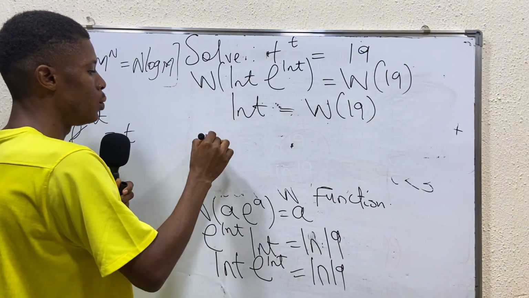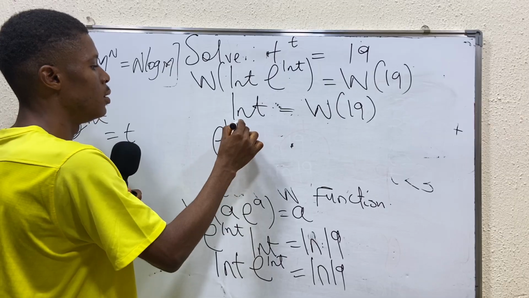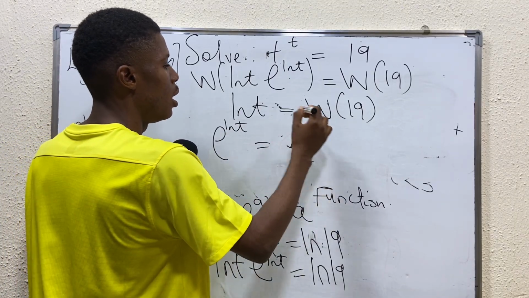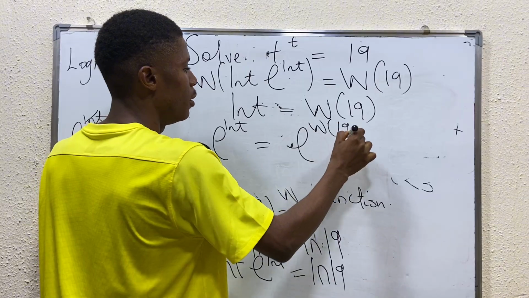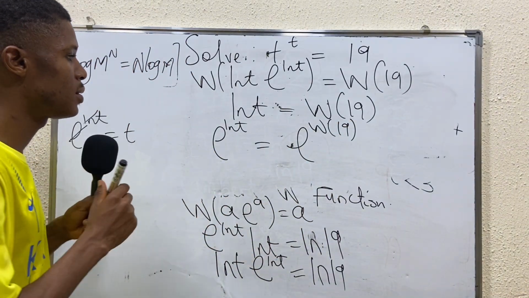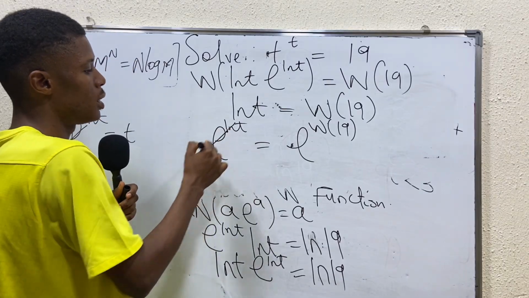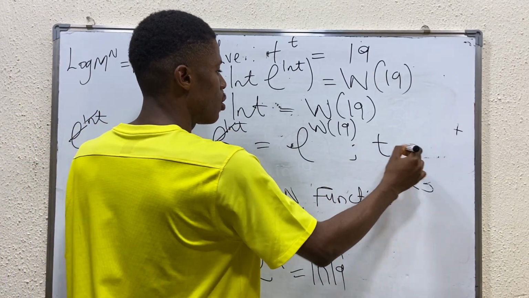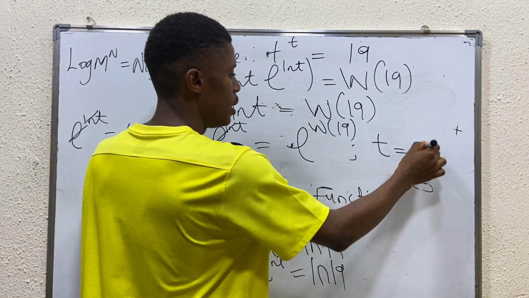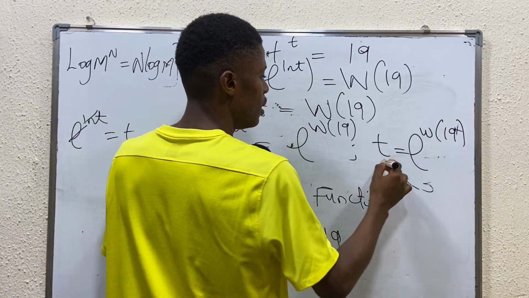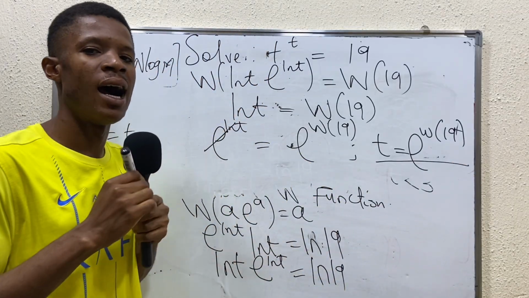So we have the exponential of ln t is equal to the exponential of the W function of ln 19. At this point, you can see that this exponent will remove the ln, so our t is equal to the exponential of the W function of ln 19. And that's the answer.